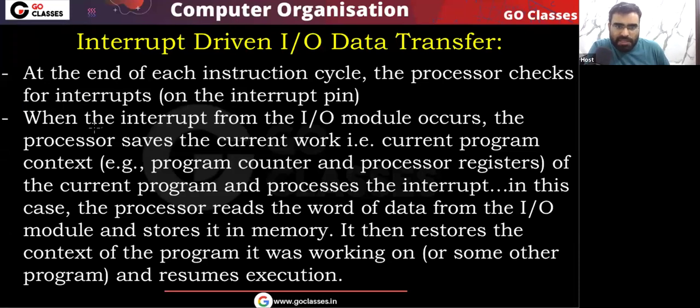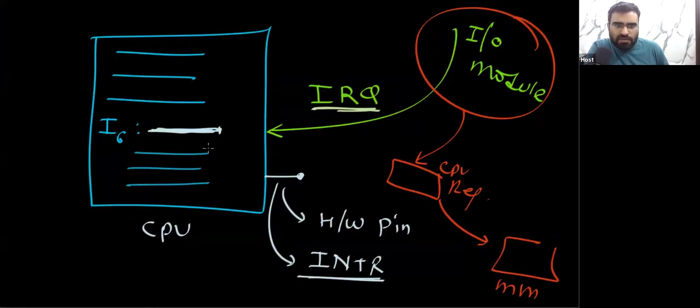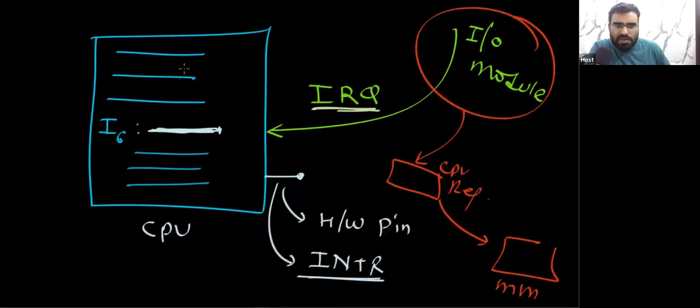Now, when the interrupt from IO module occurs on the interrupt pin, what will the processor do? Processor is executing some program, so processor will save this program. You can see the processor will save the current work. What does it mean? It means the processor will save the registers. The processor will save the program counter.